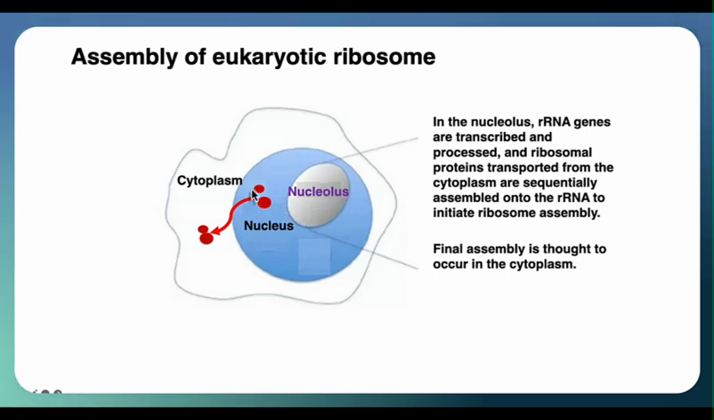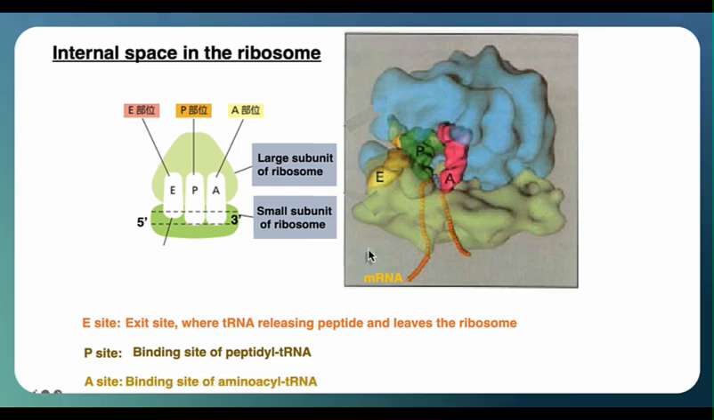Partially assembled ribosome particles are then exported through the nuclear membrane into the cytoplasm, where final fine-tuning and complete assembly takes place. Therefore, the nucleolus is considered the site of ribosome assembly. This figure shows an image of the internal space in the ribosome.